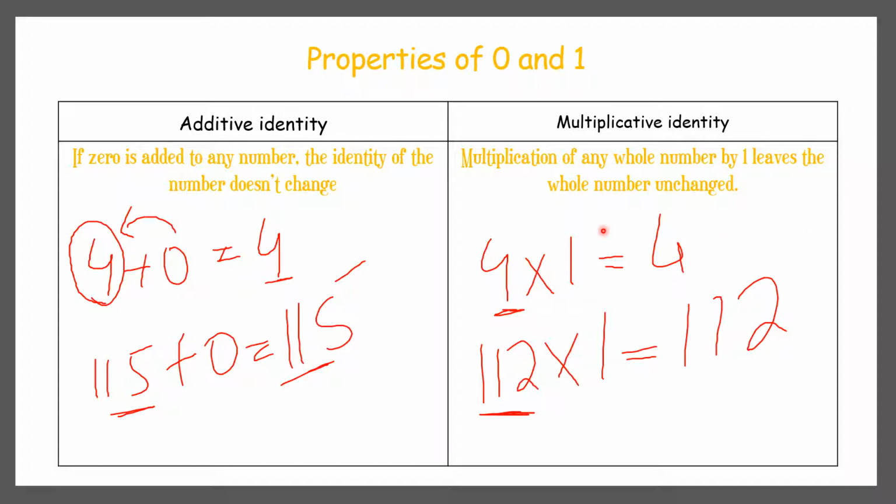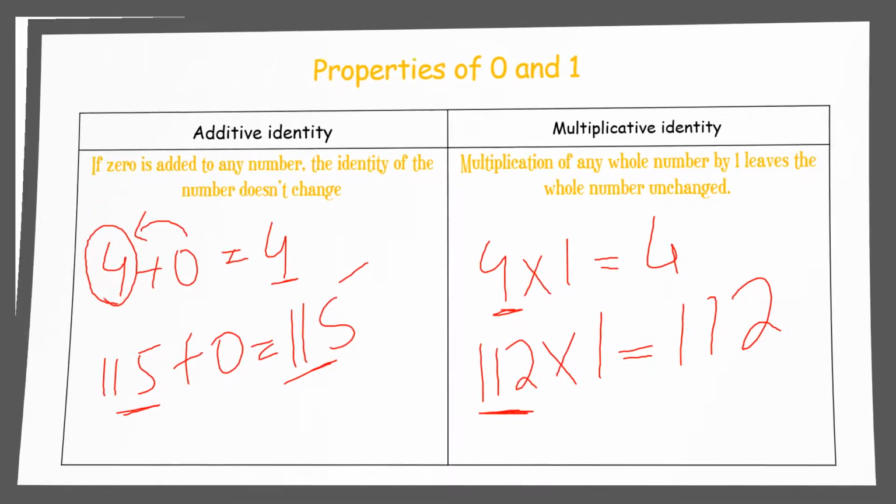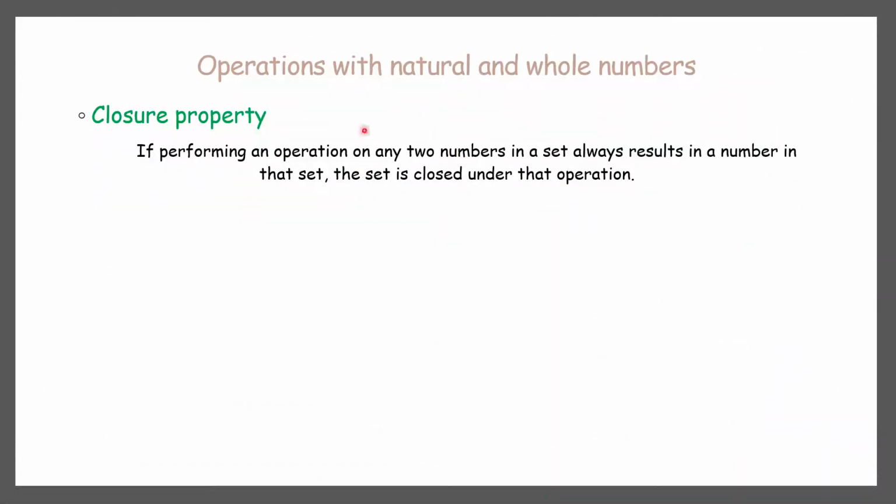Now we will discuss the properties. Okay, operations with natural and whole numbers. The first property we are going to discuss is the closure property. If performing an operation on any two numbers in a set always results in a number in that set, the set is closed under that operation. It means that if we are performing operations on two natural numbers and the result we get also belongs to that set, then that set is closed. Then the closure property holds in that set.